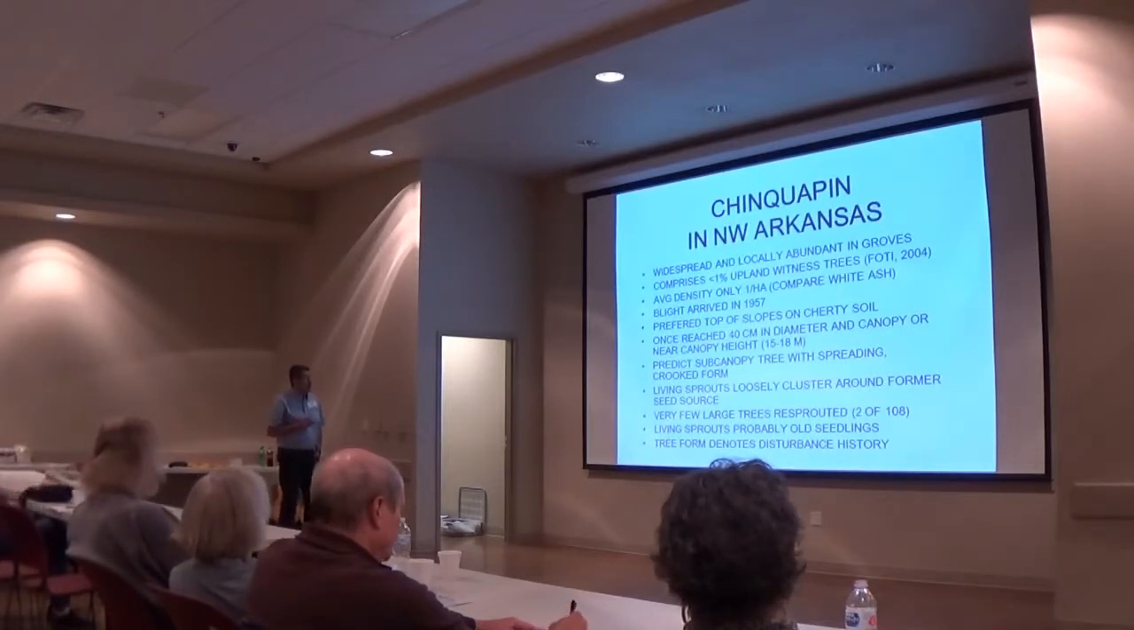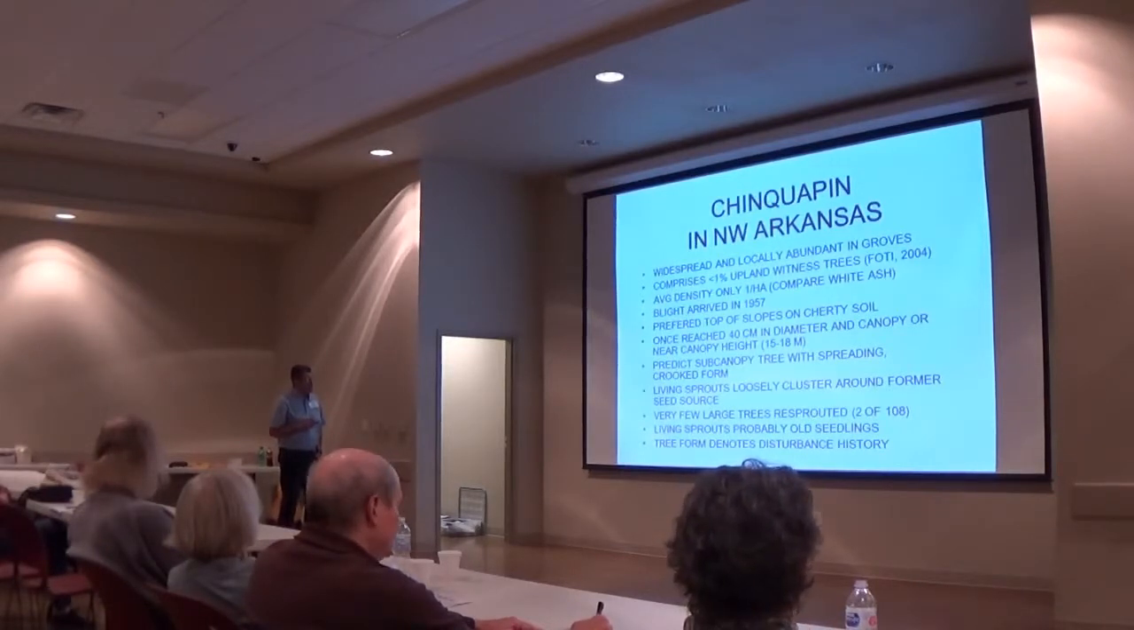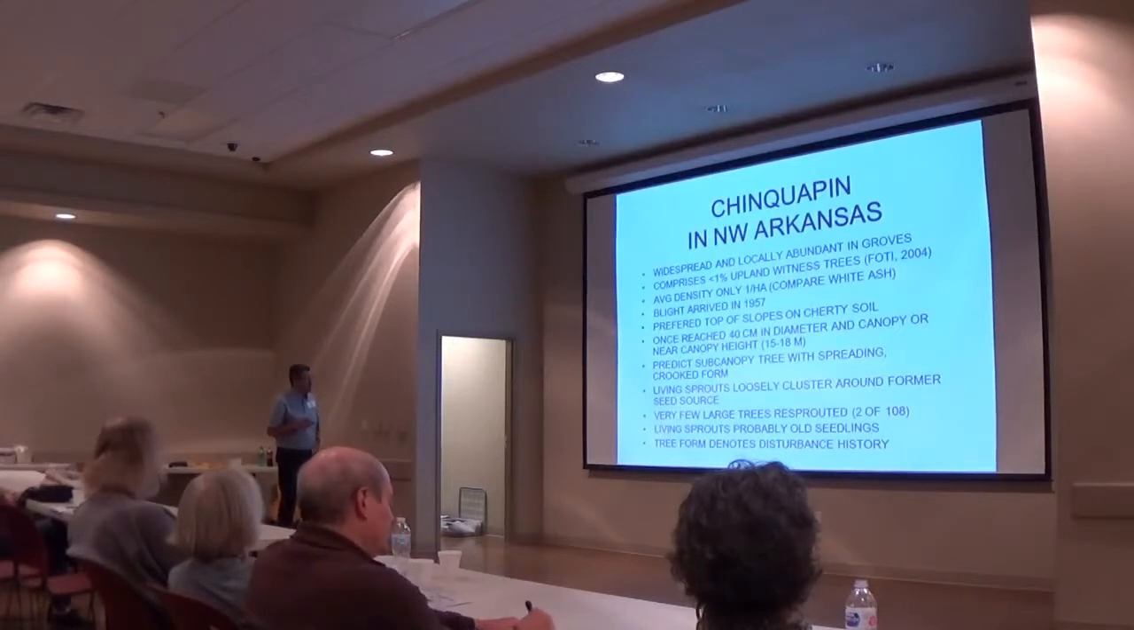It once reached 40 centimeters in diameter, which is about 1.5 feet, and would have been bigger if it had time to become as mature as trees are today, and was at canopy height of 15 to 18 meters, 60 to 80 feet. We predict a subcanopy tree with spreading and crooked form when the forest matured.